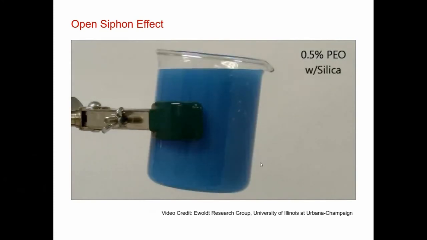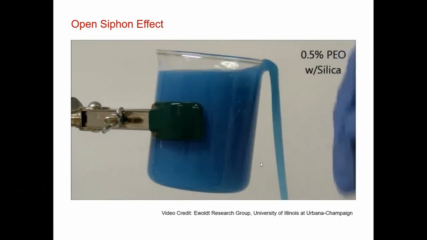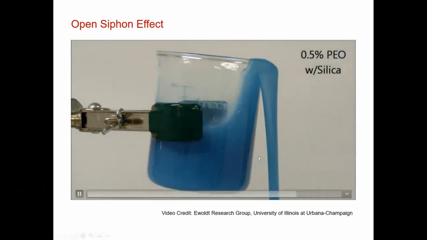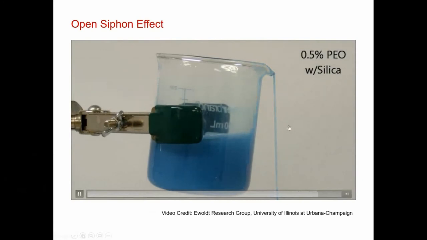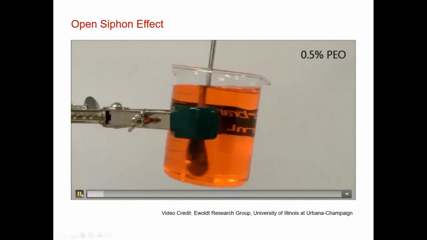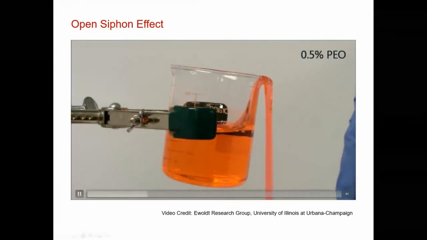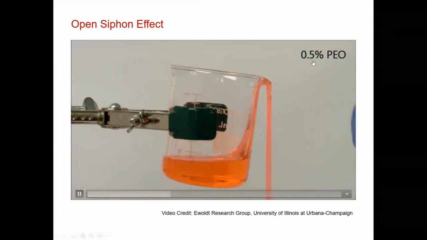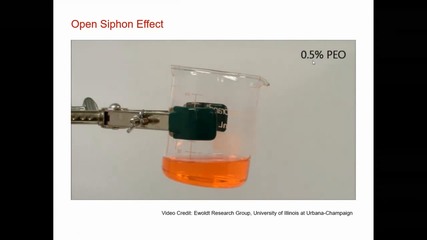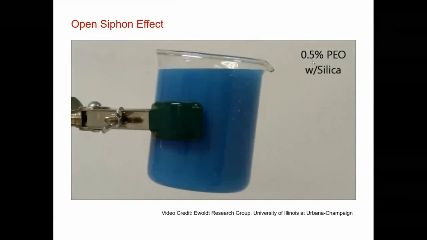As you might expect, this can make these things very messy, right? Because now by spilling a small drop, you'll spill the whole container. This is the same fluid again, but with some silica particles, and actually that makes it less likely to do this siphoning effect. So I think we might as well watch that again, because I quite like that one. This is essentially half a percent of polymer called polyethylene oxide in water. That's all you need to get this effect to go.